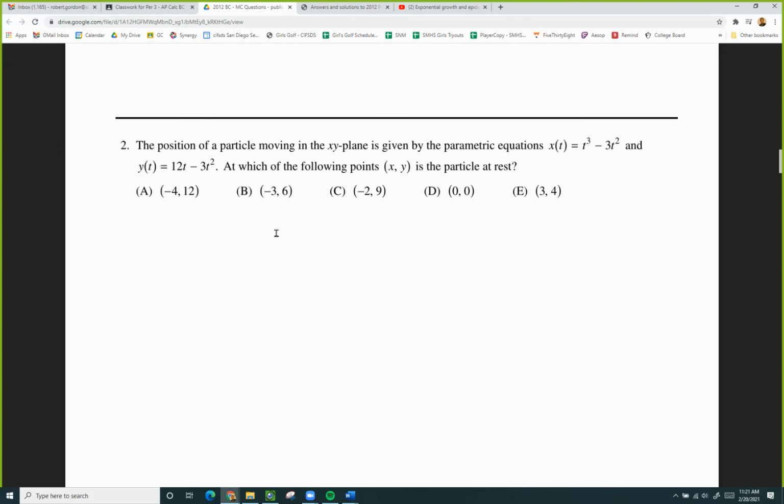How many of us got this one without knowing what parametric equations were? And if so, what did you do?